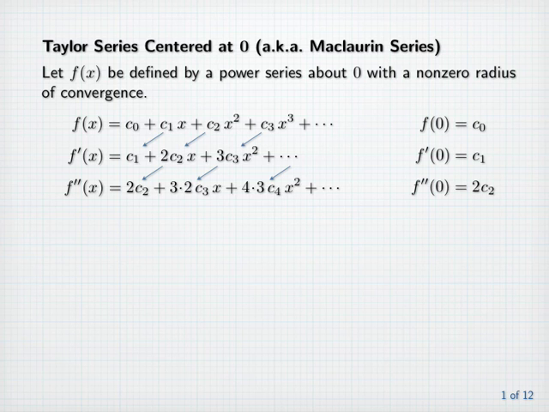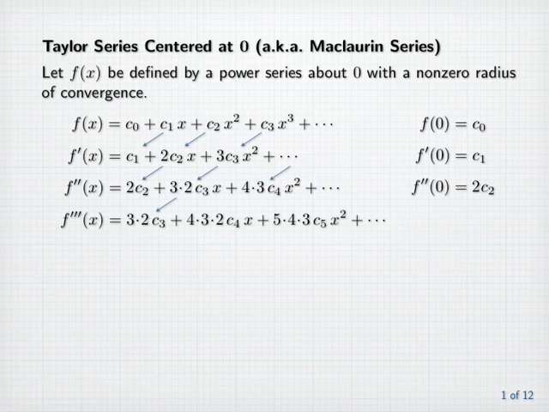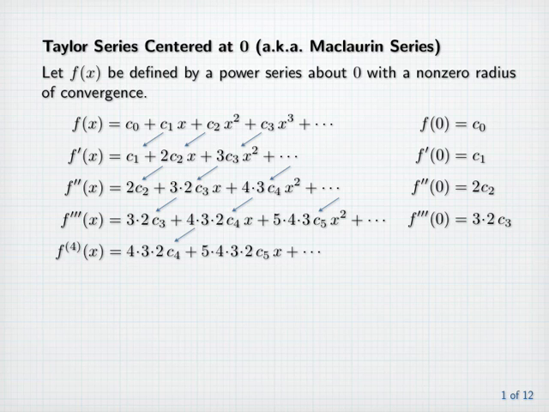Now, f triple prime of x is equal to 3 times 2 times c3 plus 4 times 3 times 2 times c4 times x plus 5 times 4 times 3 times c5 times x squared, and so on. And so we see that f triple prime at 0 is equal to 3 times 2 times c3. The fourth derivative is equal to 4 times 3 times 2 times c4 plus 5 times 4 times 3 times 2 times c5 times x to the first power, and so on. And so the fourth derivative evaluated at 0 is equal to 4 times 3 times 2 times c4.